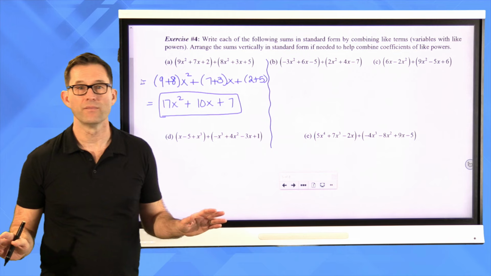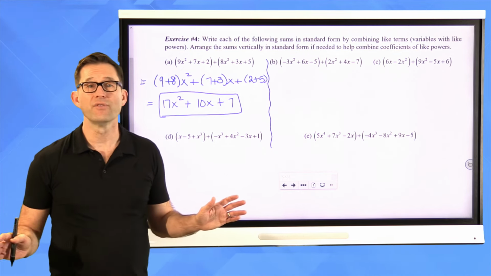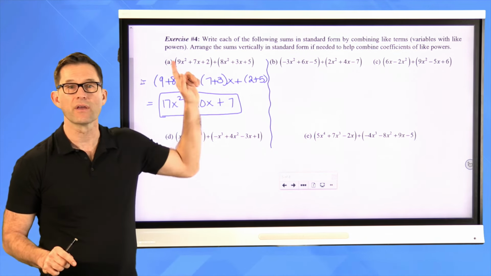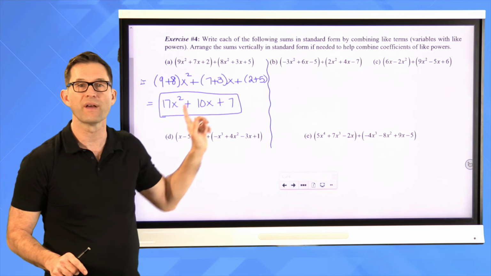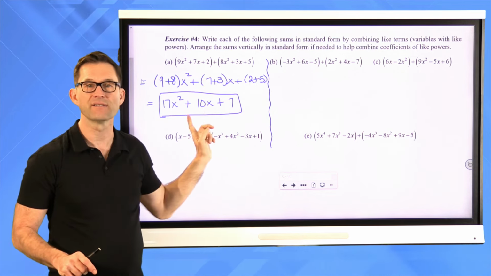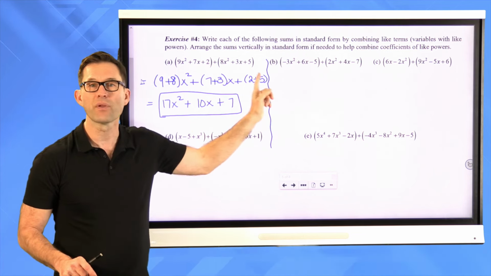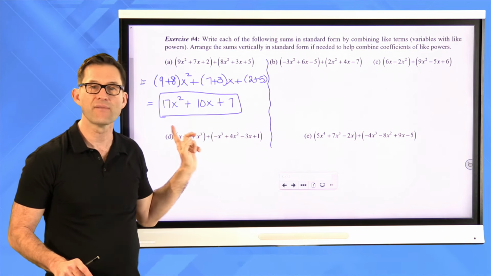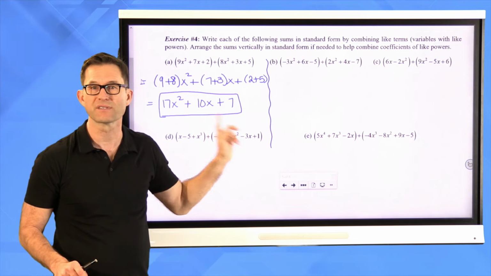Very simple, right? In fact, I have no problem when students basically just look and go, well, I have 9x squared plus 8x squared, that's 17x squared. I've got 7x plus 3x, and that's 10x. I've got 2 plus 5, and that's 7. 17x squared plus 10x plus 7.